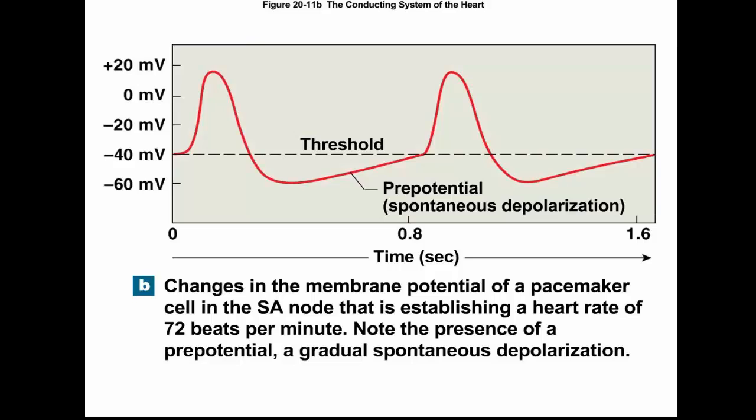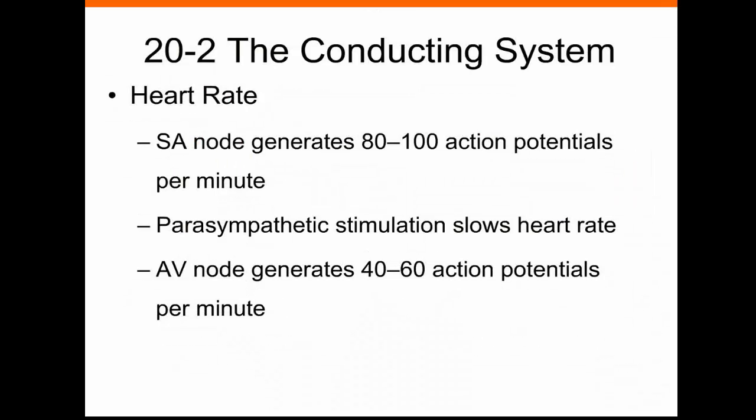So the changes in the membrane potentials show you how the actual pacemaker of the heart works. So the sinoatrial node is established at a heart rate of around 72 beats per minute. The sinoatrial node generates between 80 and 100 action potentials per minute, and parasympathetic stimulation slows the heart rate down. The AV node can generate between 40 and 60 action potentials per minute.